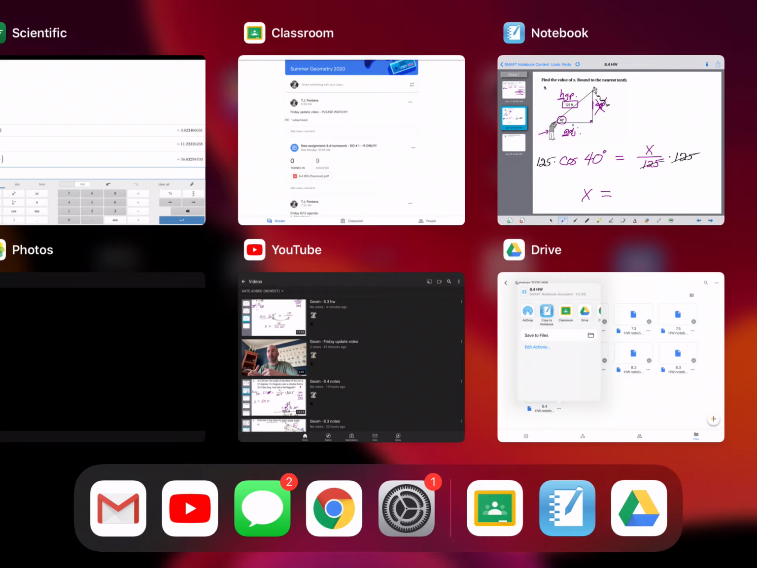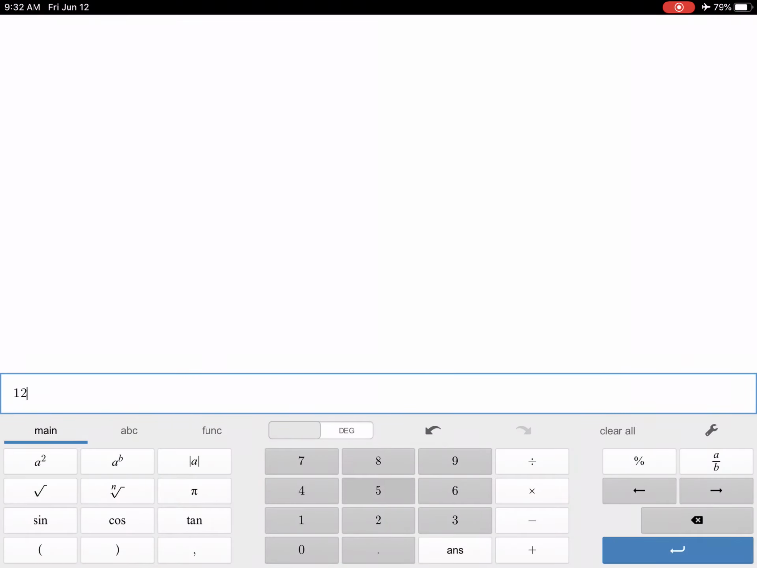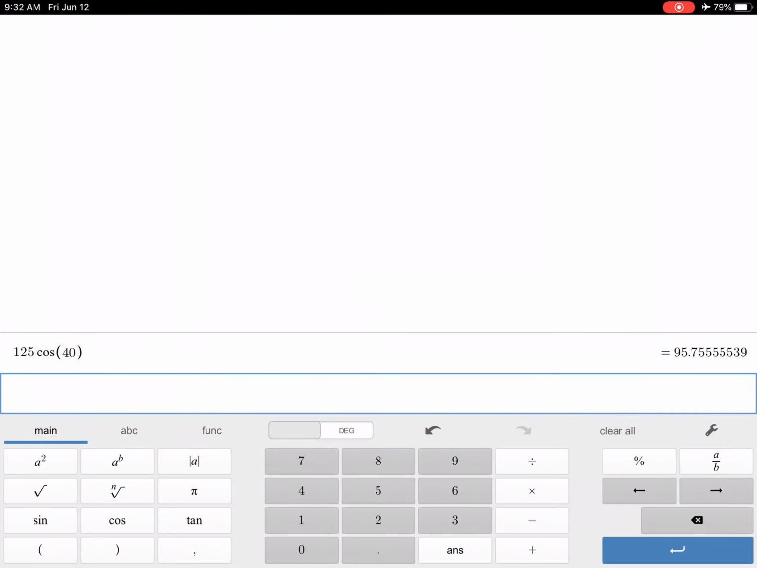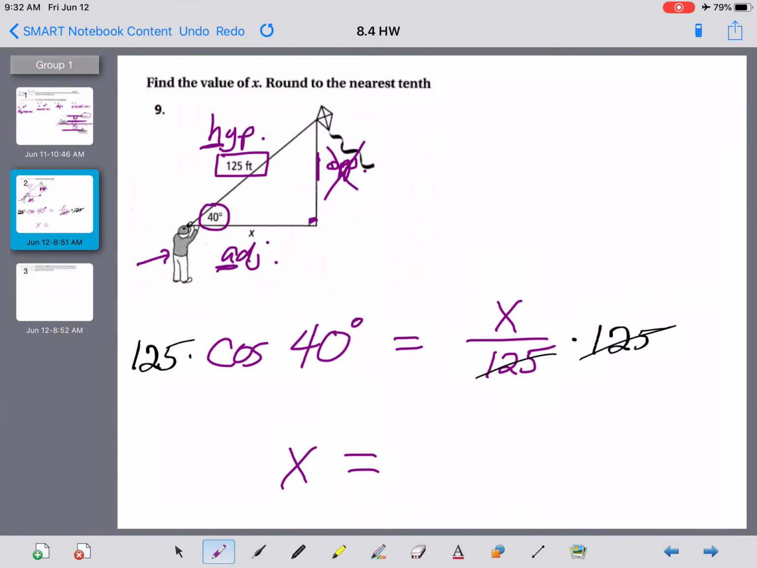So let me go to my calculator here. Okay, here we go. 125 multiplied by the cosine of 40 degrees gets us 95.75 and so on. What did the directions say to round to? Round to the nearest tenth, it said. So that's going to be 95.8, everybody, for our answer here.